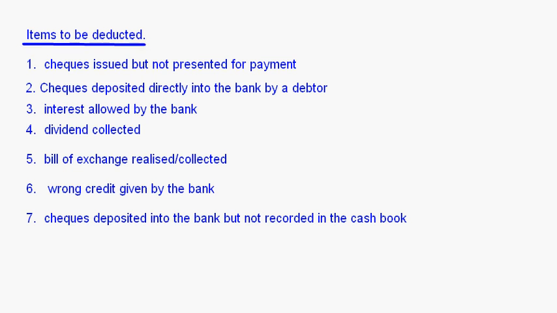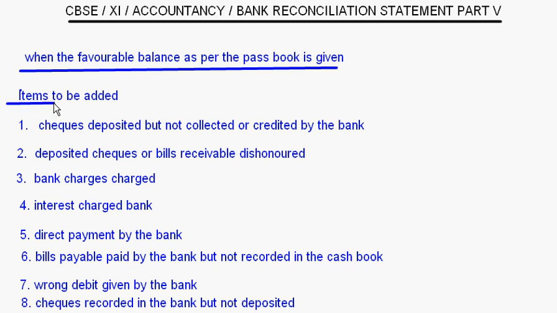Fine. And the first one that I showed you, items to be added, here the cash book balance is more and the bank balance is less. These items should be added, right? So this is the second case when the favorable balance as per the passbook is given, right? And we have to arrive at the balance as per the cash book.